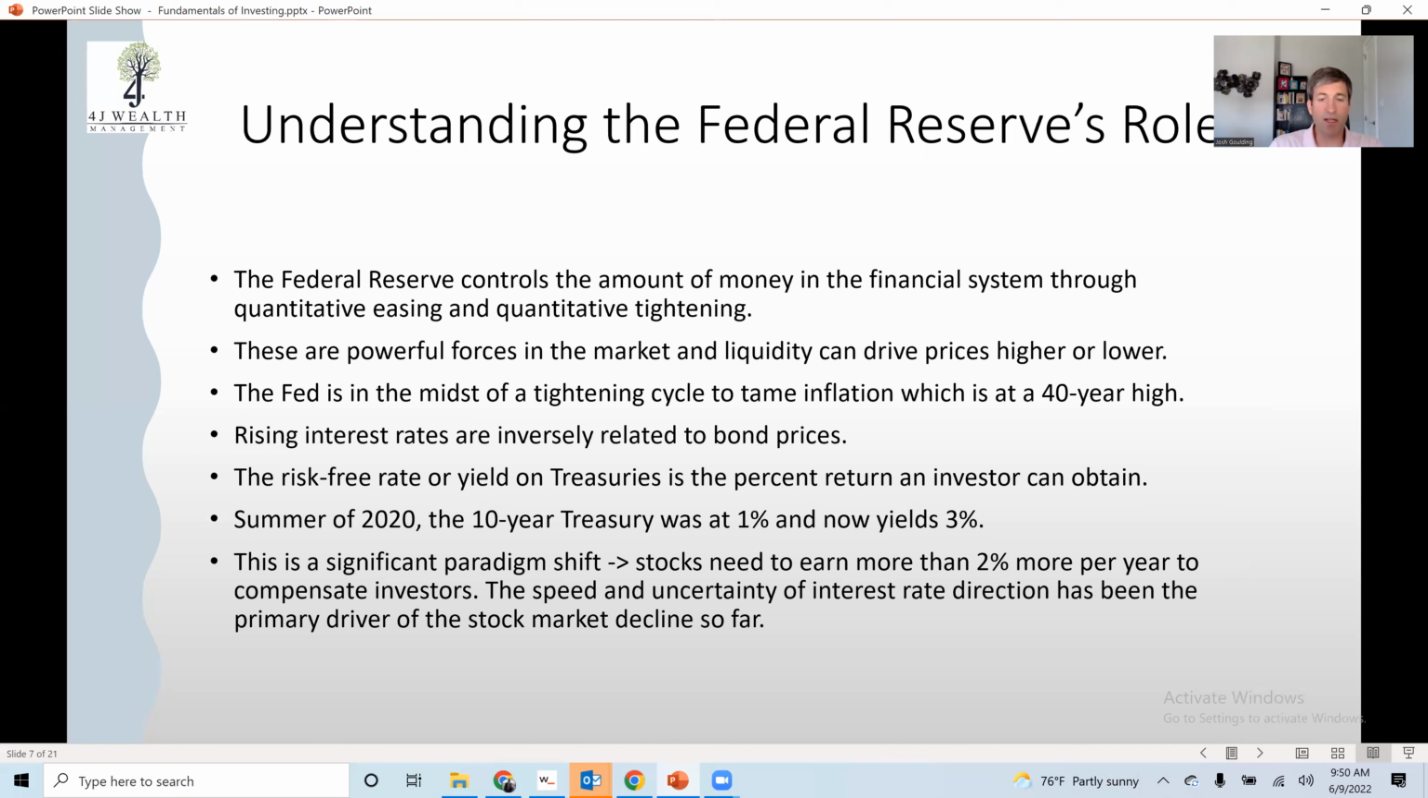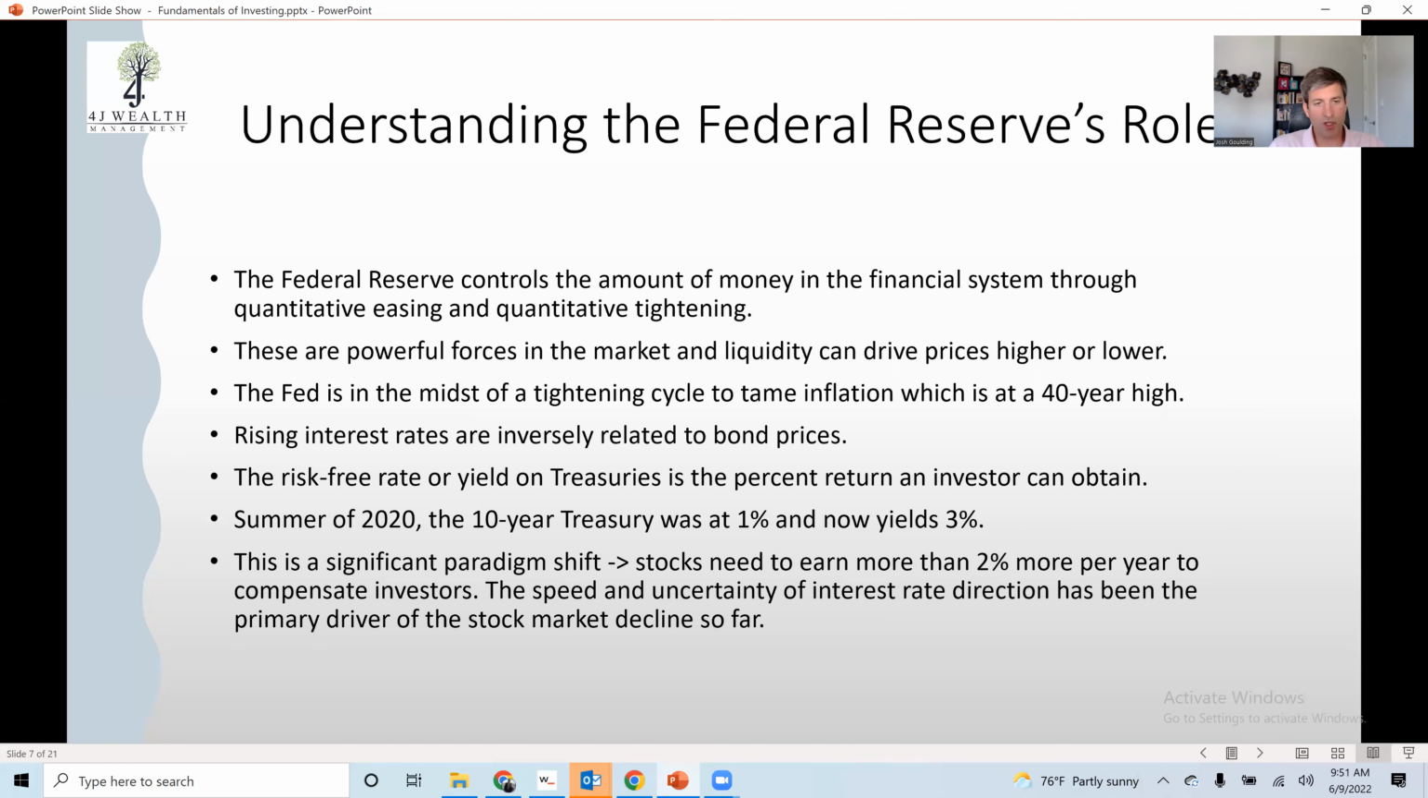So the Fed is in the midst of a tightening cycle with the goal of taming inflation, which is currently at a 40-year high coming out of the pandemic. Rising interest rates are inversely related to bond prices. So one of the most challenging things about 2022 from an investment perspective is typically when stocks decline, people seek safety in bonds, boosting the prices of bonds, sending yields down. But in 2022, we've actually had a sell-off in stocks, and because the Fed is raising interest rates due to inflation, we also saw a dramatic decline in bonds in the first half of the year.